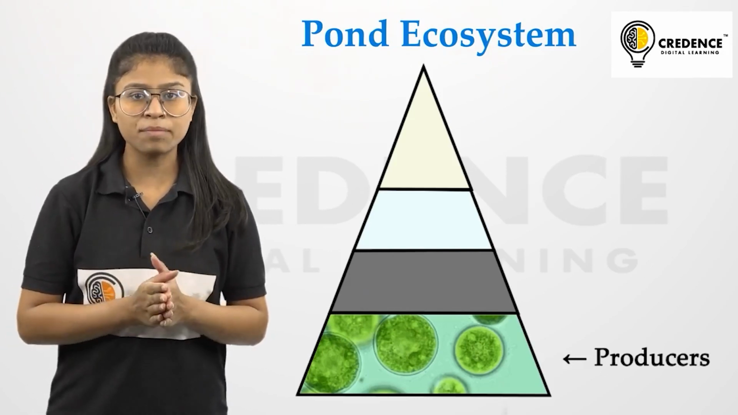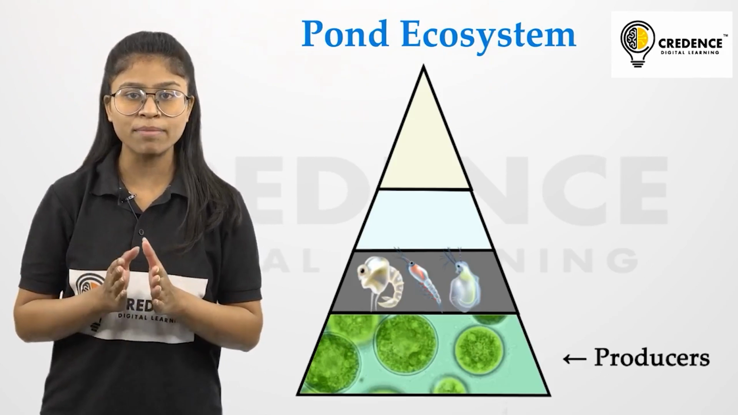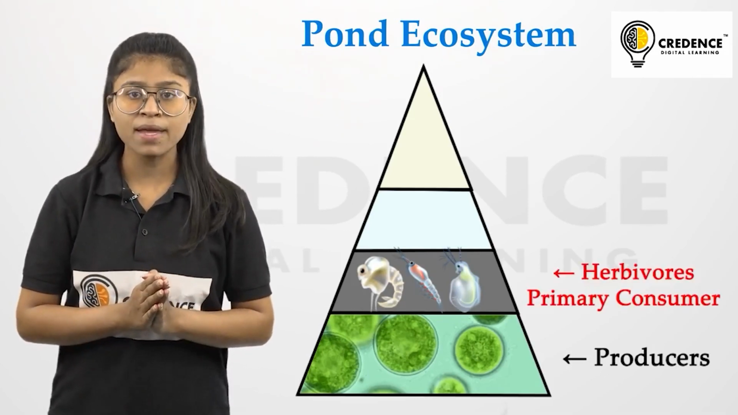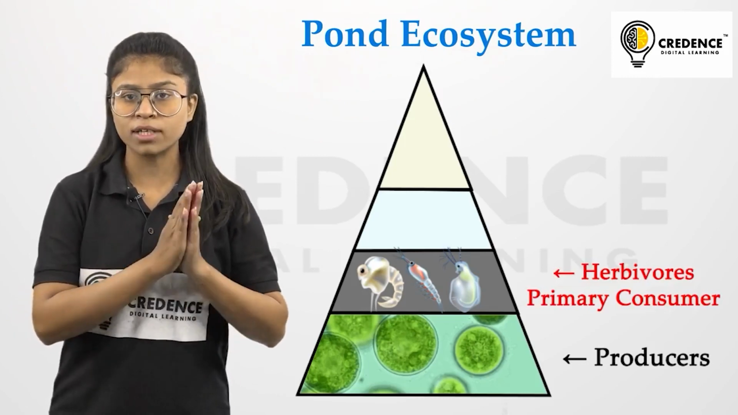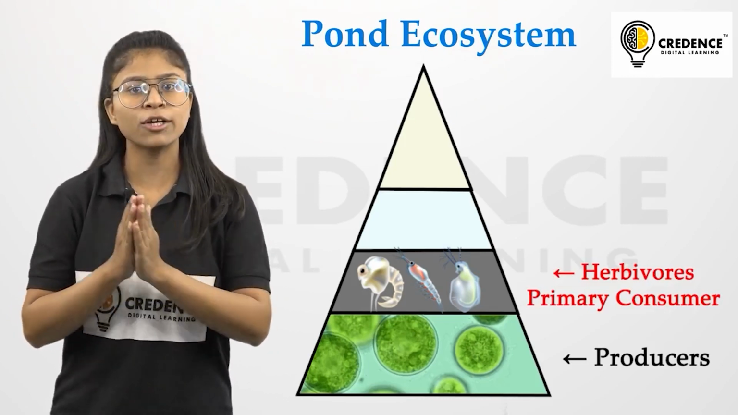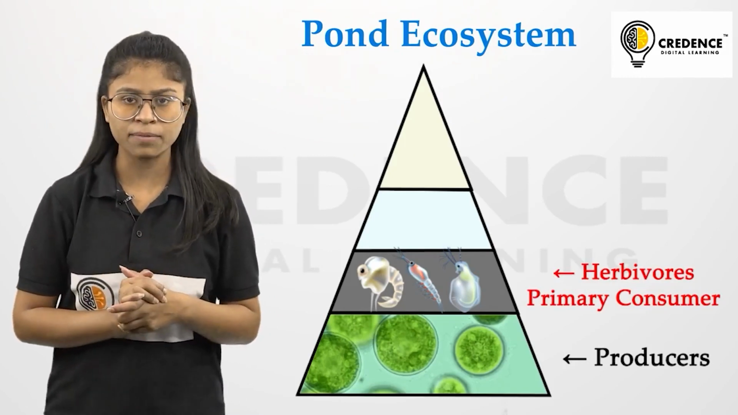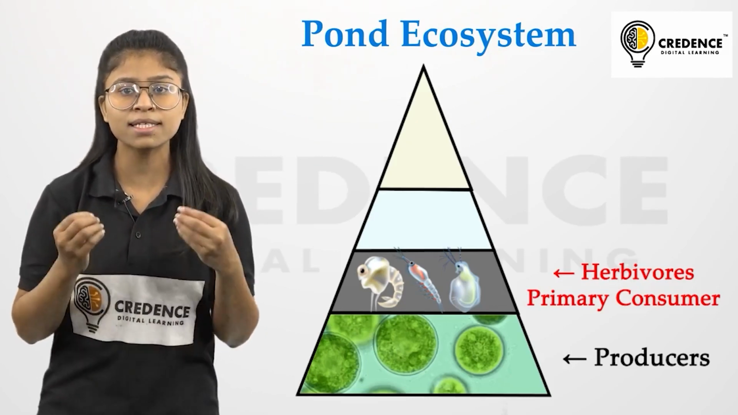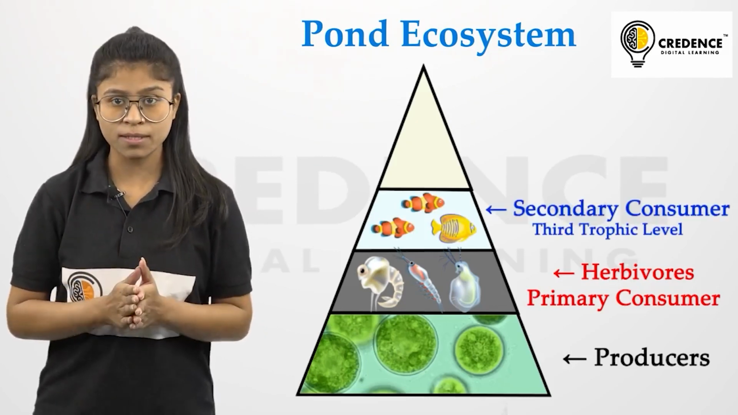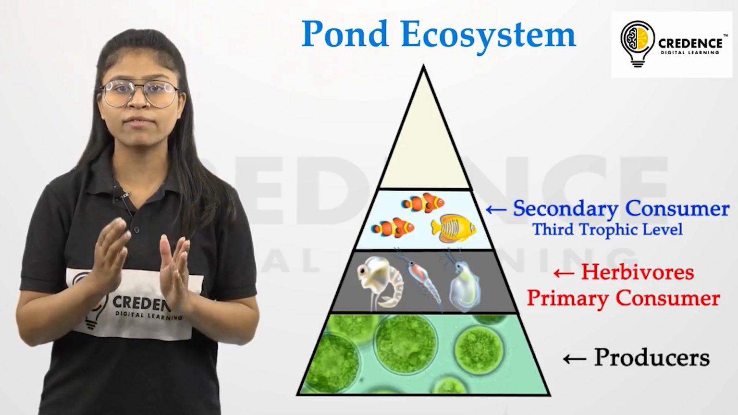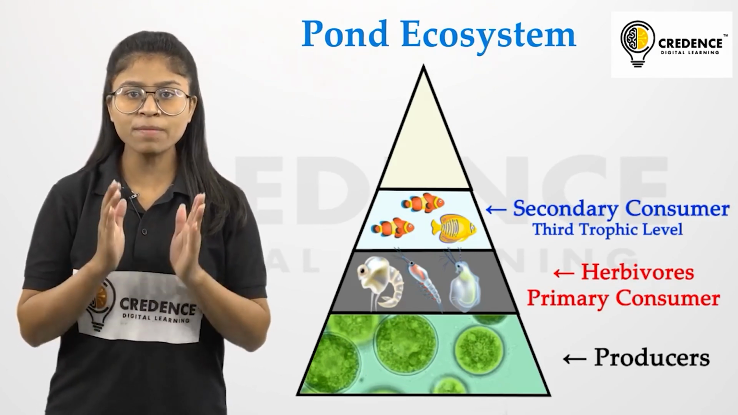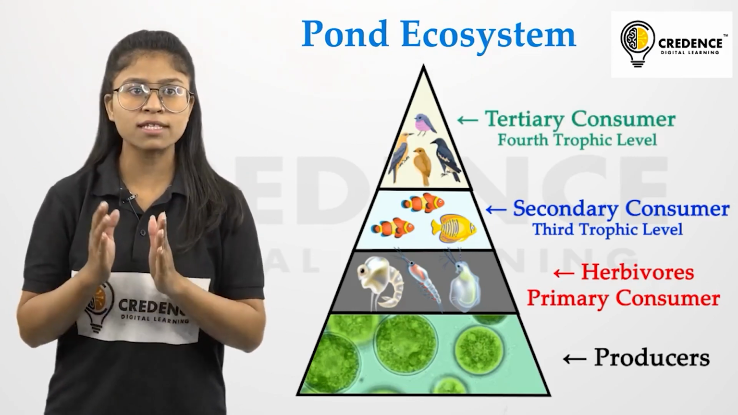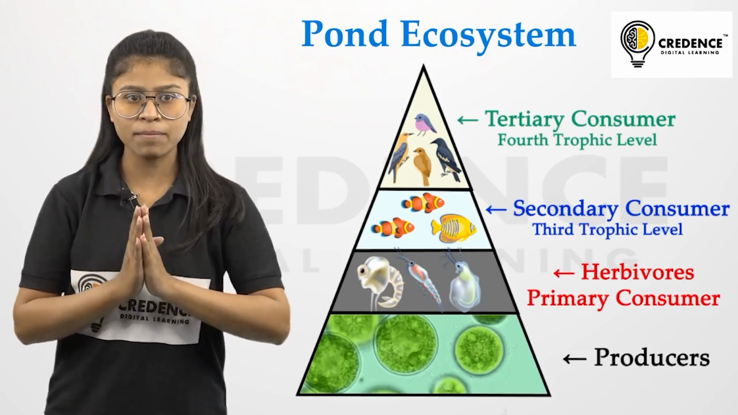After that, there are the herbivores, or as we call them, primary consumers, which are the zooplanktons in the case of the pond ecosystem, and they come just after the producers, as they are dependent only on the producers for their survival. Now these herbivores, or primary consumers, are consumed by the secondary consumers like fishes. So fishes are kept on the third trophic level of this number pyramid, which are further eaten by the birds that are tertiary consumers, also called the fourth trophic level in this number pyramid.